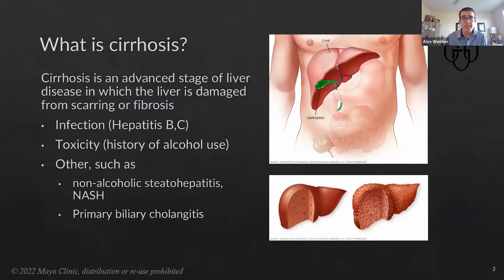Liver cirrhosis is when the liver is damaged from fibrosis or from other scarring. And there's three etiologies, or three main causes, that we categorize for cirrhosis. The first is infection, for example, hepatitis B or C. The second is toxicity, the most common of which is a history of alcohol use. And then there's this other category that often includes genetic factors or genetic diseases such as primary biliary cholangitis or NASH.